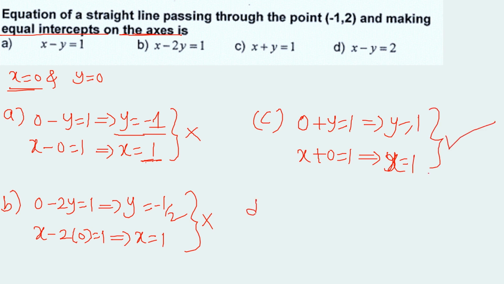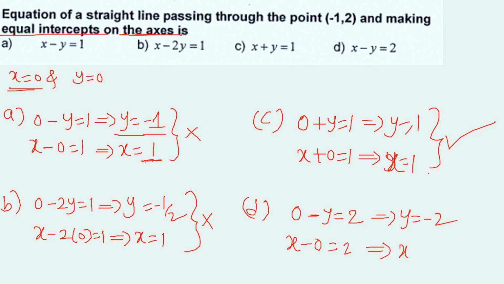Now let's check option D. Let's substitute x equals 0 here. 0 minus y equals 2, that yields y equals minus 2. And then substitute y equals 0, that yields x minus 0 equals 2, which is x equals 2. So these two are not the same, because here we got minus 2 and here 2. So the correct answer is option C.